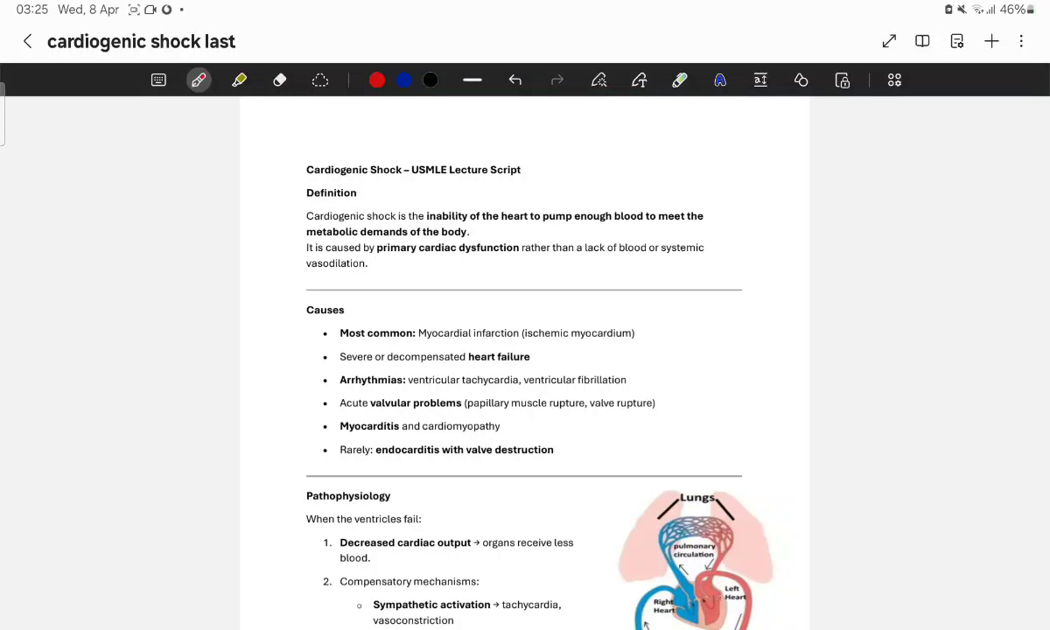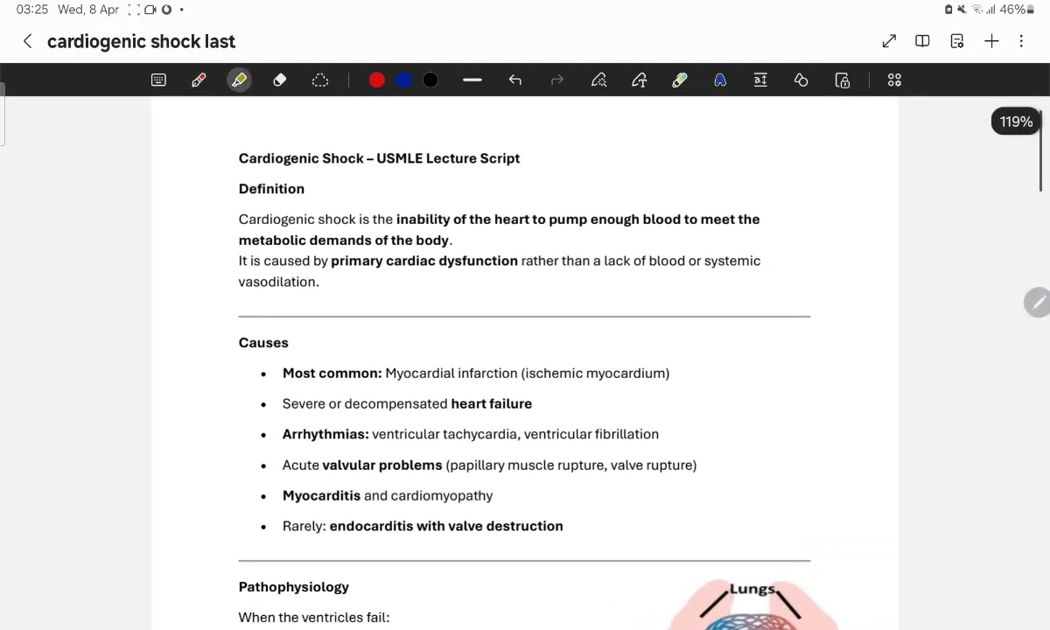Hello everyone, I'm Dr. Mustafa Afifi and today we will be talking about cardiogenic shock for USMLE purposes. We will be discussing the definition, pathophysiology, clinical findings, causes, and last but not least we will be discussing a case presentation. So to start, what is our definition?